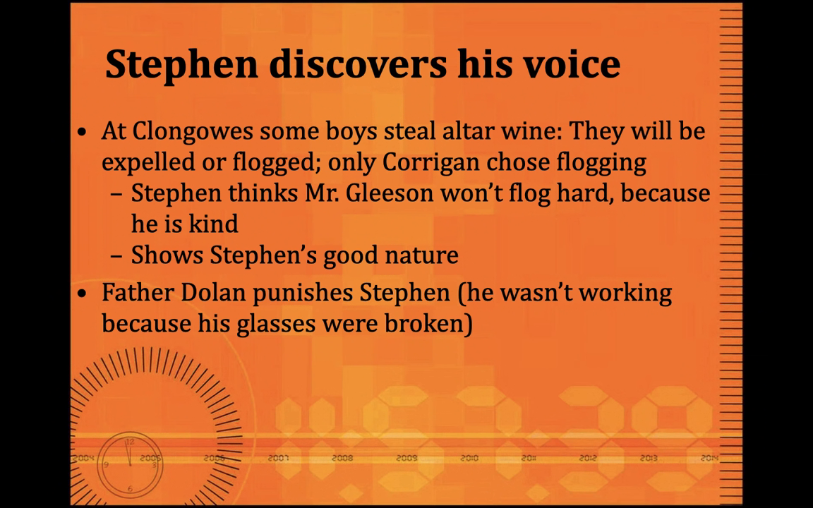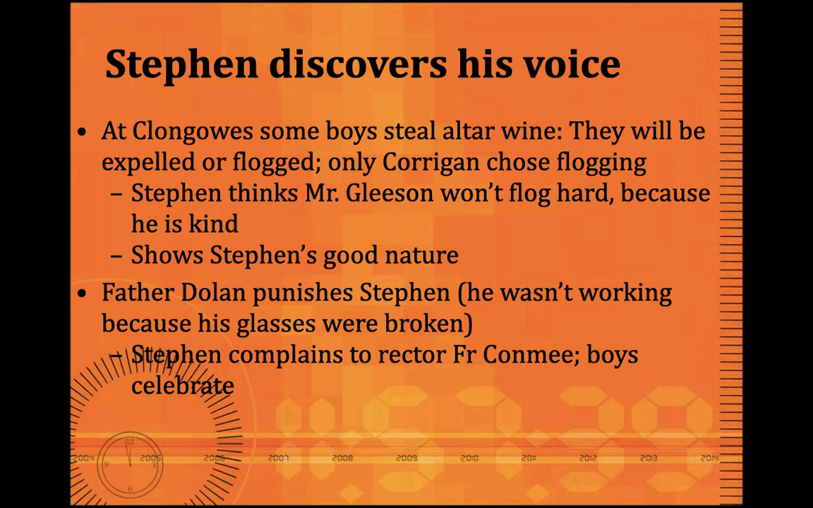That's why. What did Stephen do? He did not take it quietly. He went and complained to the rector, Father Conmee. And all the boys feel happy. They celebrate. Because he took this step to complain. Before he was weak and he was not even able to do anything against another boy. Now he is going and complaining against Father Dolan. Wow. You see, Stephen is slowly asserting himself.